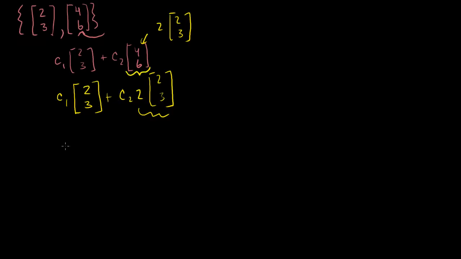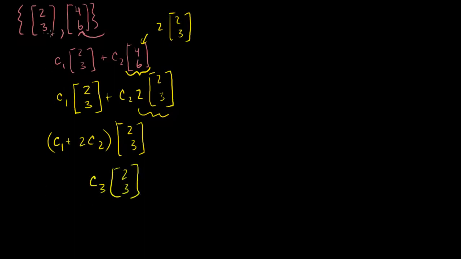We can rewrite this as c1 plus 2c2, all of that times the vector 2, 3. And this is just some arbitrary constant plus 2 times some other arbitrary constant. So we could just call this c3 times my vector 2, 3. So even though we started with 2 vectors, and the span of these 2 vectors is all of the vectors that can be constructed with some linear combination of these, any linear combination, if I use this substitution, can be reduced to just a scalar multiple of my first vector.